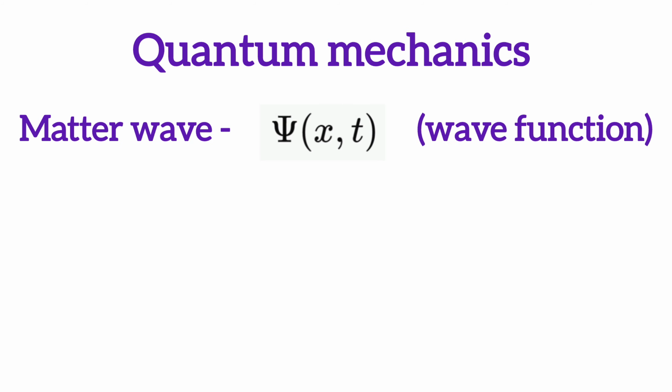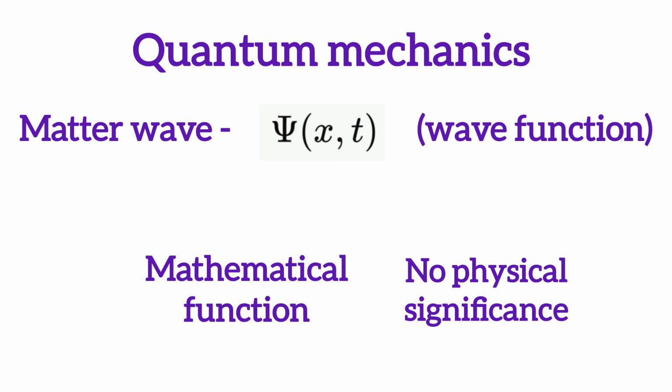Similarly, in quantum mechanics, we have matter waves, where the wave function varies. However, unlike a classical wave, the wave function is a mathematical function and does not have any physical significance. If the wave function has no direct physical meaning, how do we extract useful information from it? Max Born answered this by revealing its connection to probability.